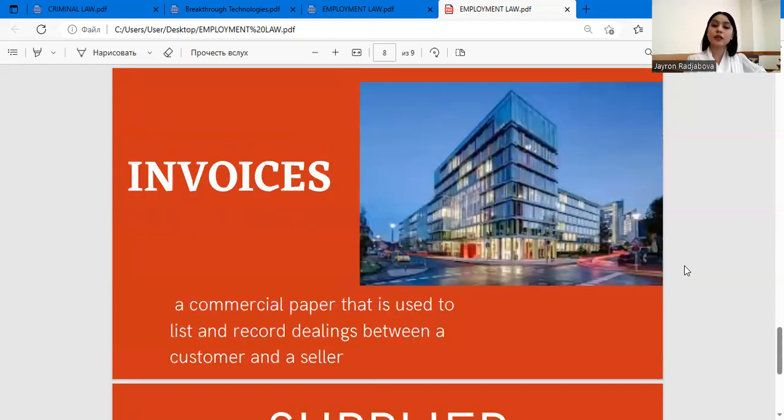And we have the word invoices. Invoices are commercial papers used to list and record dealings between a customer and the seller.